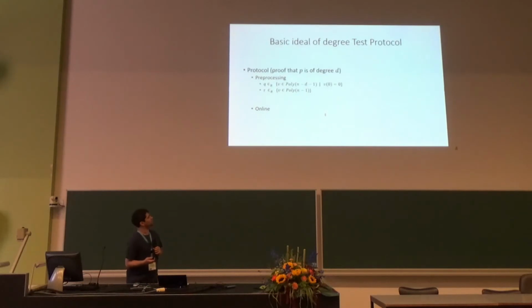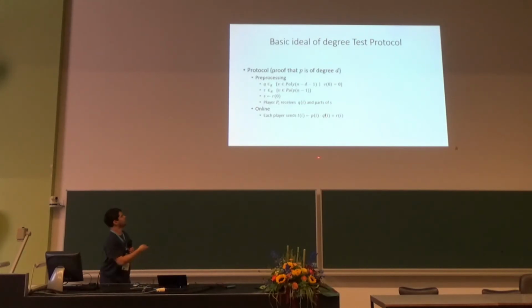And you're going to choose a random polynomial r of degree n minus 1, and you're going to pick the secret to be r of 0. So this is a random secret. Then each player is going to receive qi and ri. When each player receives a point of the polynomial p, they're going to multiply it by qi and add ri to it. Now the player sends this, and then the dealer is going to recover the secret. And this is going to be a proof of low degree.